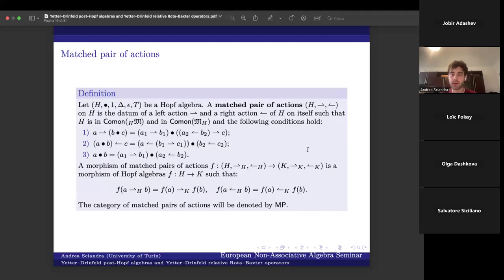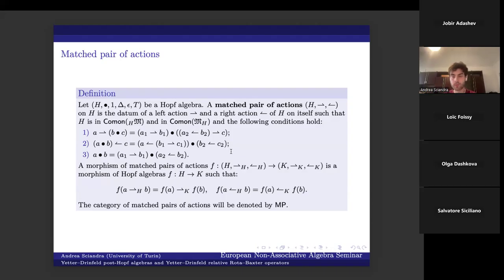Now we can define another category, the one of matched pair of actions. So we start with a Hopf algebra H, and a matched pair of actions is just given by a pair of a left and right H action on H, so action of H over itself, such that H becomes a left and right module coalgebra with these two actions. And these three conditions are satisfied.